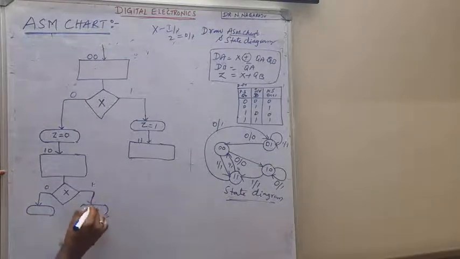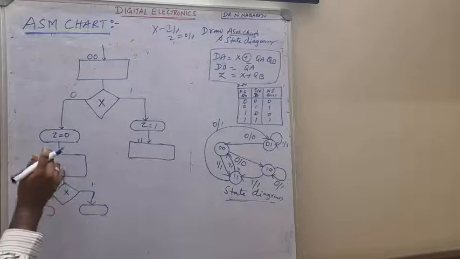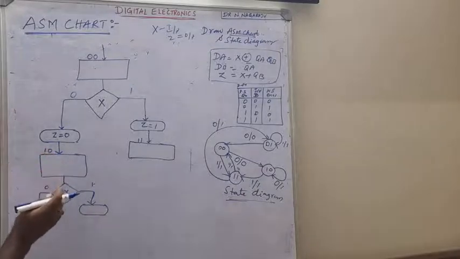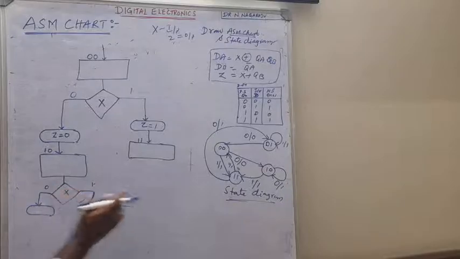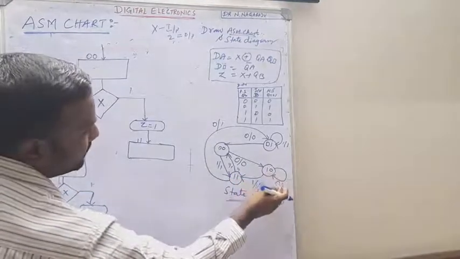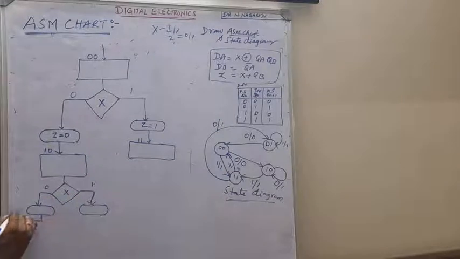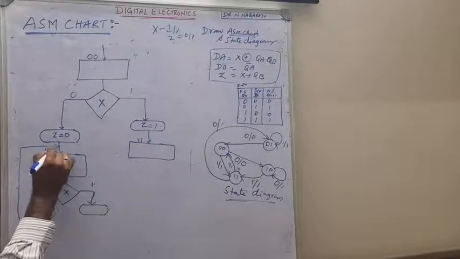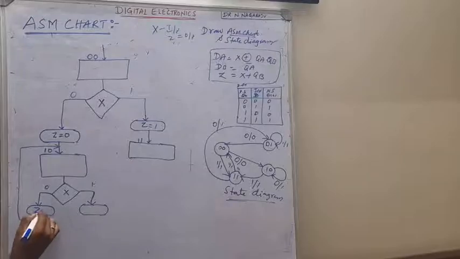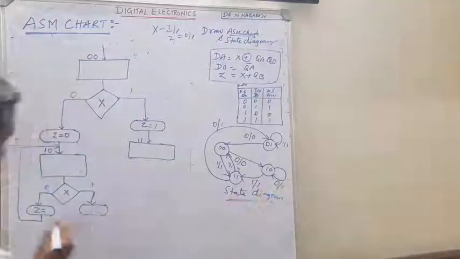If the state is 10 and input x is equal to 0, where will it go? To the same state, so you just draw the connection like this, same state. What is the output? Z is equal to 1.